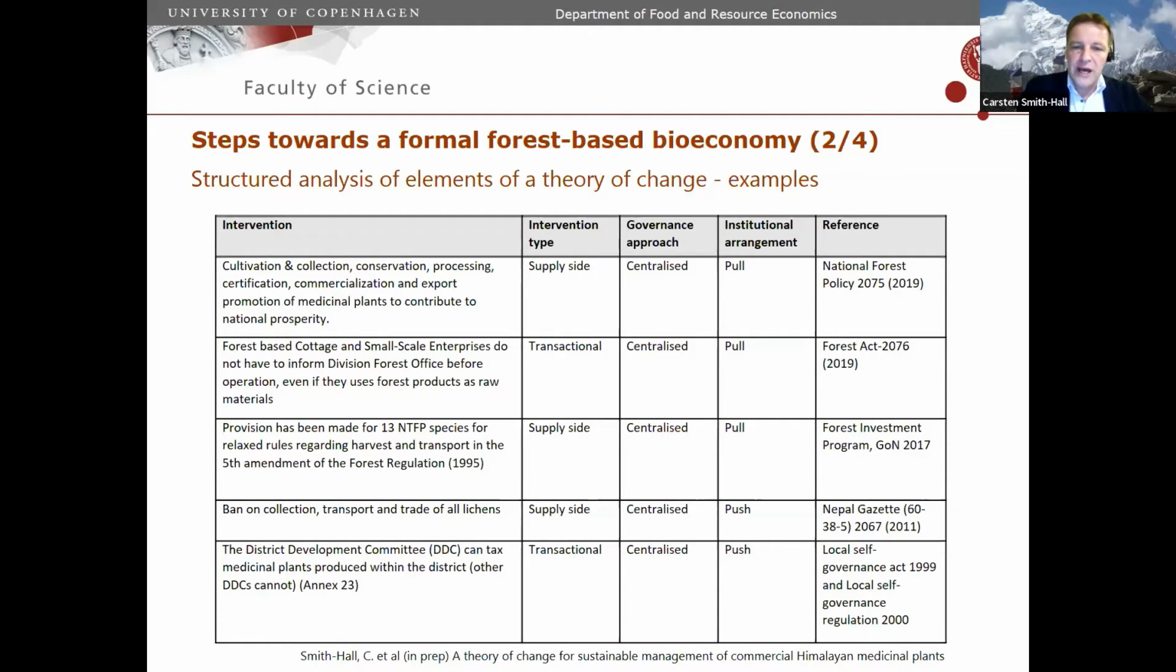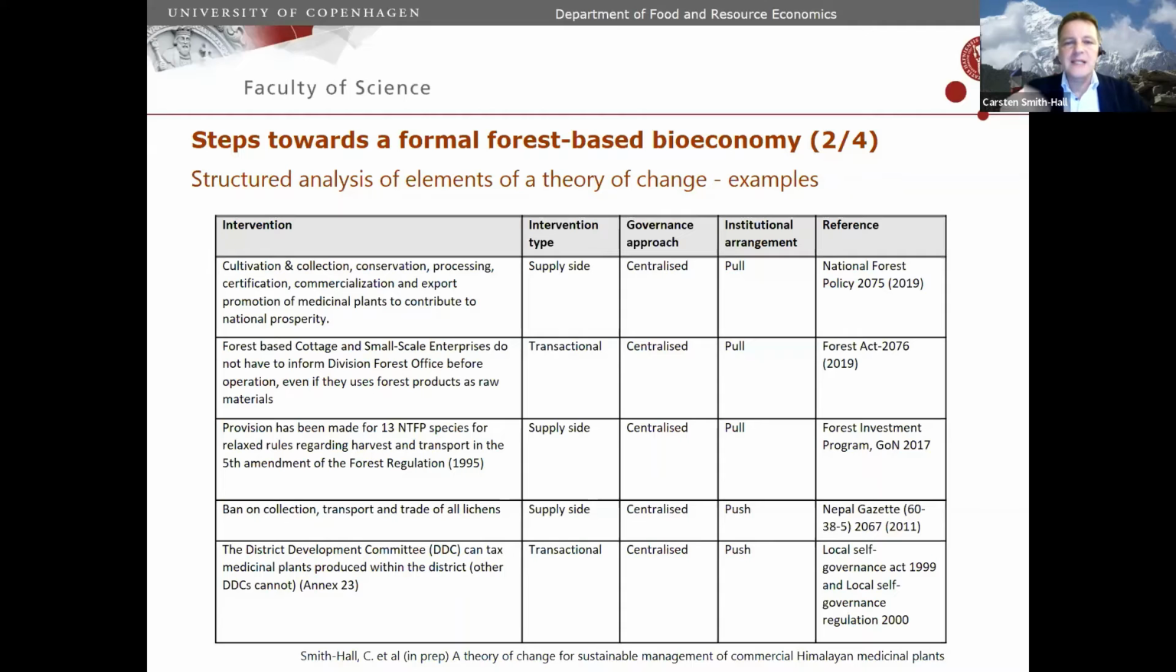And they can be centralized or decentralized, and they can be pull factors or push factors, where pull factors is something that draws people into the bioeconomy. For instance, if you develop a new technology for cultivation of a particular species and make that available, then you pull in people that want to cultivate. An example of a push is in the fourth row there, the ban on the collection, transport, and trade of all lichens. So that is pushing people out of the bioeconomy.